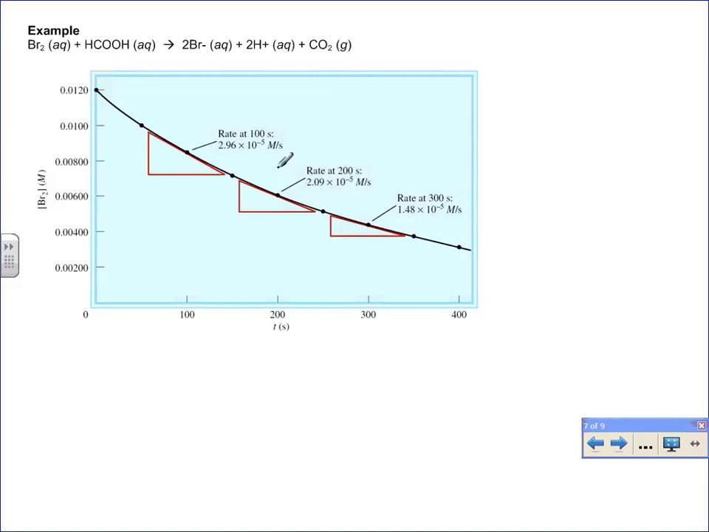Okay, so these aren't linear relationships. The rate of the reaction is going to decrease over time because as the reaction proceeds, the amount of reactant and product that you have is decreasing. So the number of effective collisions that you have is going to decrease as well. Okay, so it makes sense that the rate will decrease over time.